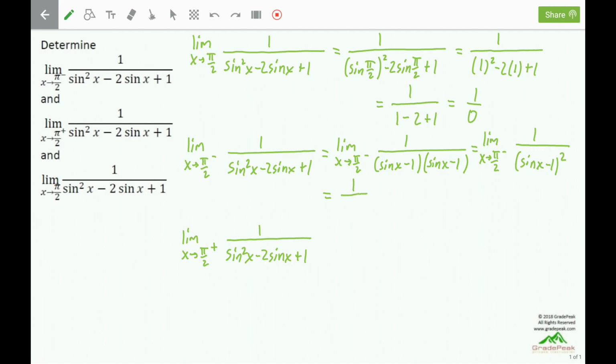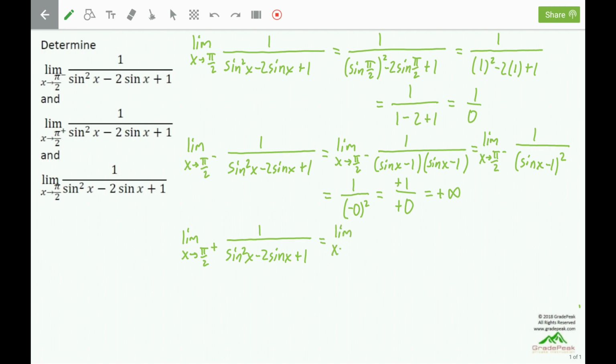We would then plug pi over 2 in for any remaining x's, but there are no other x's, so it'll just be 1 over the negative 0 squared, which is a 1 divided by negative squared is positive, 0 squared is 0. The 1 in the numerator is a positive 1. Positive over positive is positive. Non-zero over 0 is an infinity, and there is the left-sided limit.